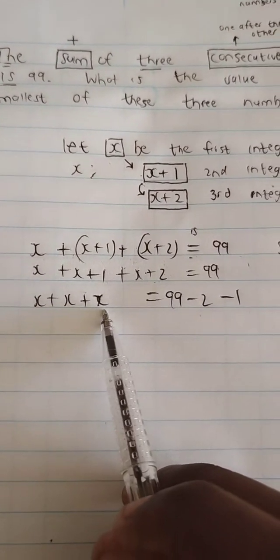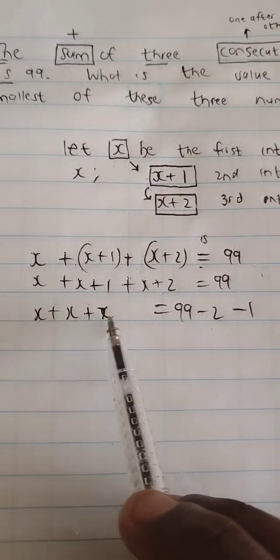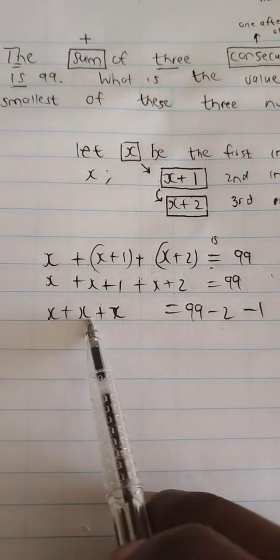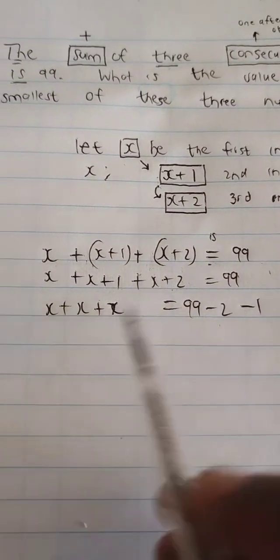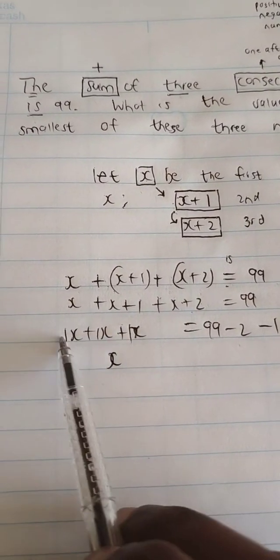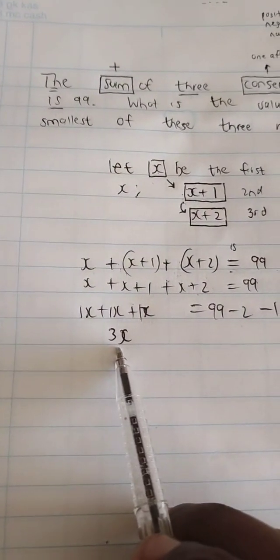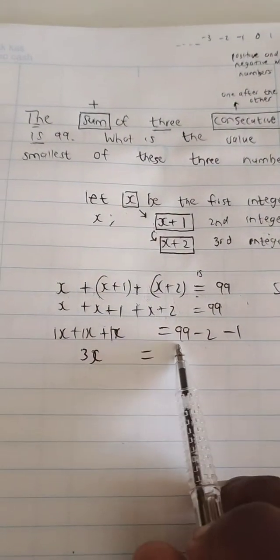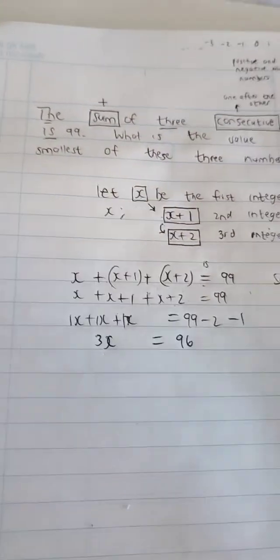x plus x plus x will give me what specifically? x plus x plus x. It's like we're adding kids that are wearing the same x uniform. The uniform stays the same, it never changes, meaning x will remain like that. We then add the coefficients, meaning the numerical values that come before the letters. 1 plus 1 plus 1 is 3, so therefore the answer is 3x. On the other side, 99 minus 2 minus 1, which is 99 minus 3, gives us 96.